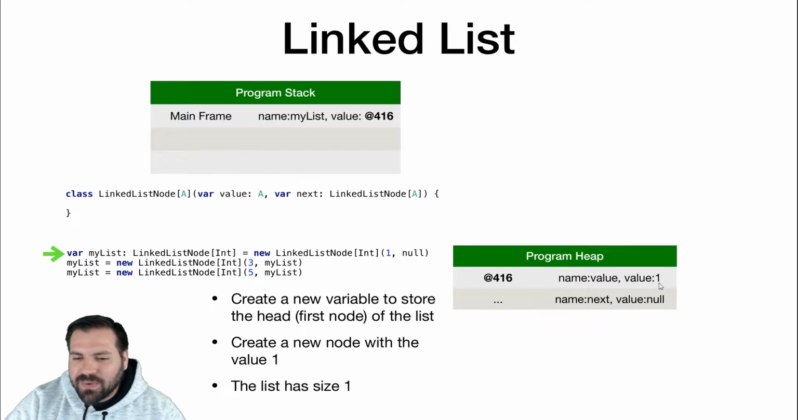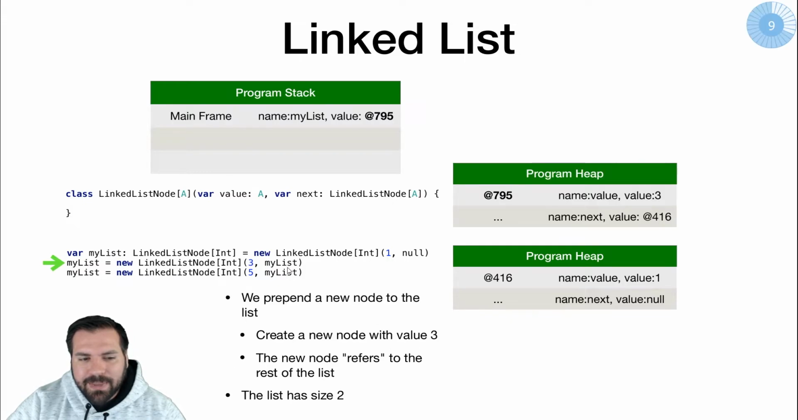With the value, so I create that linked list node. Value is 1. Oh, I shouldn't have named that value. A state variable named value with a value of 1, and a state variable named next with a value of null. Value and next.